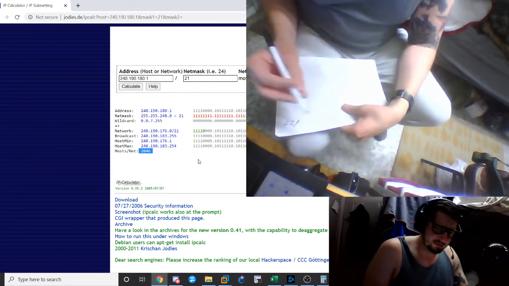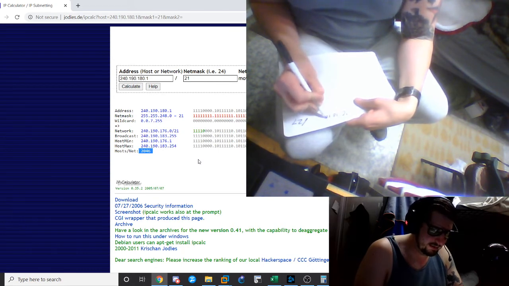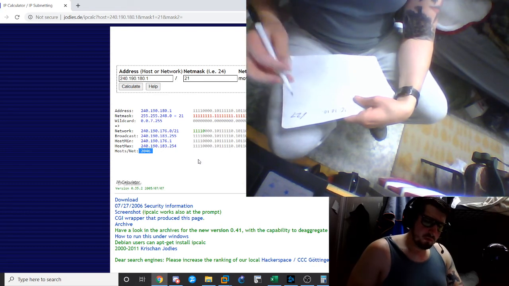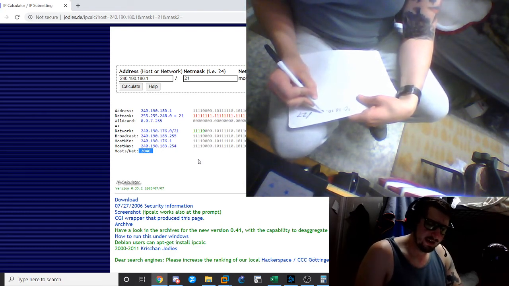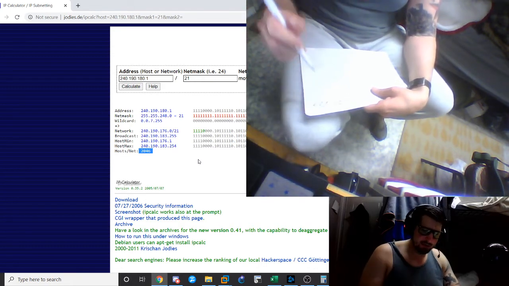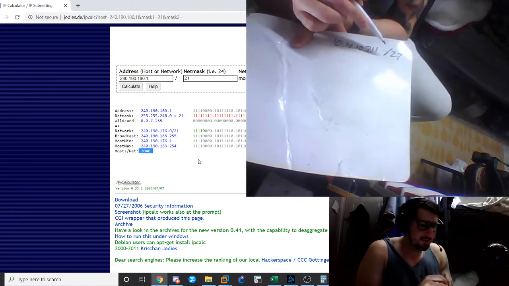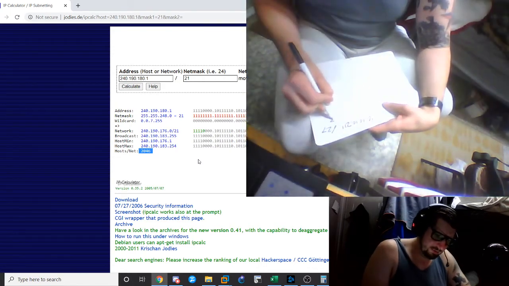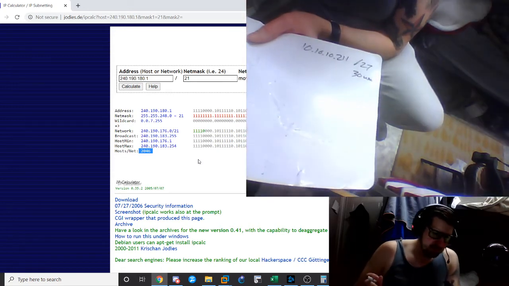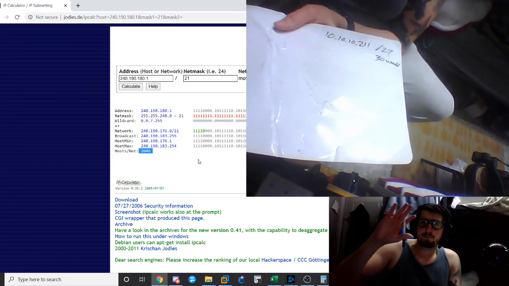Okay. So let's work with some smaller numbers. Let's just do 10.10.10. Not too easy. Let's do 211. Okay. So off the rip, I know /27 is going to be 32 in total, 30 usable. Alright. So 27, alright. 32.